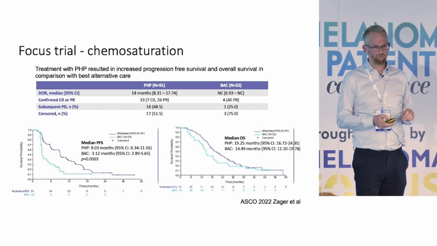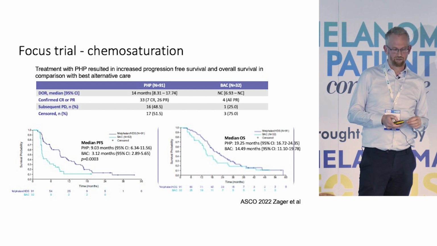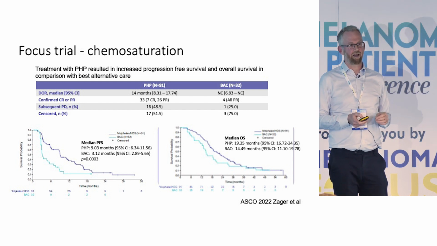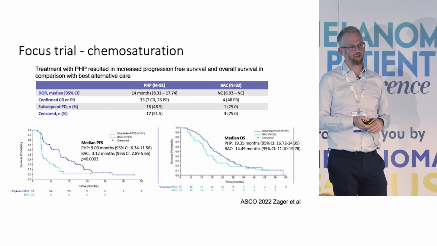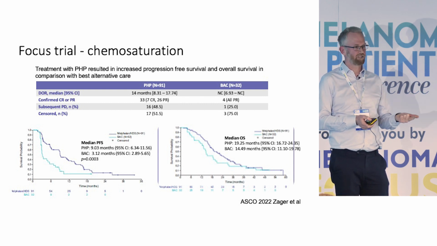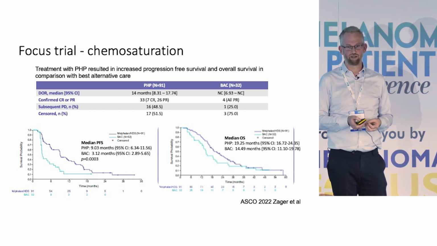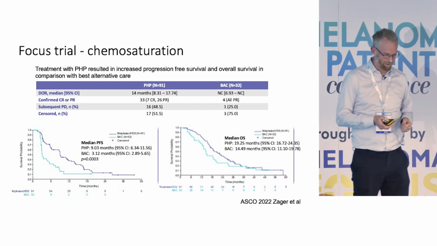So the main trial that I was mentioning is the FOCUS trial of chemosaturation. So I think it must be the treatment that has the most different names out there. So chemosaturation, percutaneous hepatic perfusion with melphalan, Delcath, and they've now called it Hepzato kit in the US as well. So all the same thing anyway.